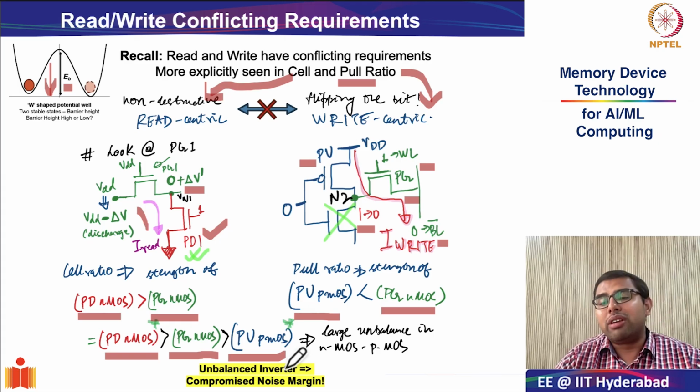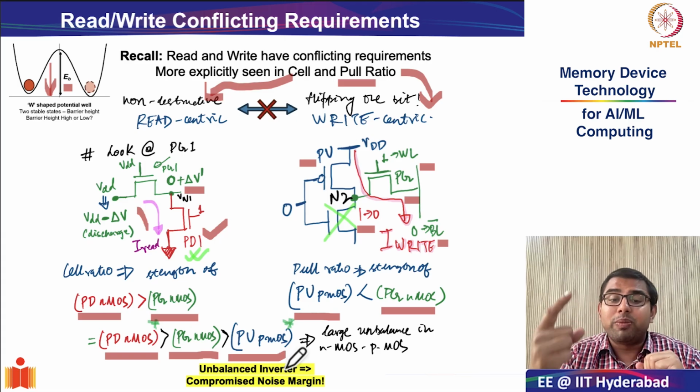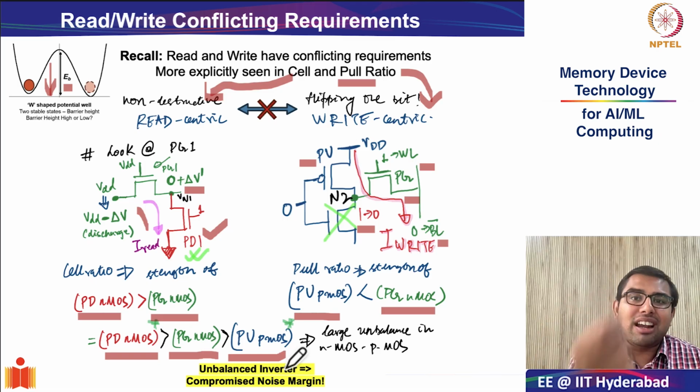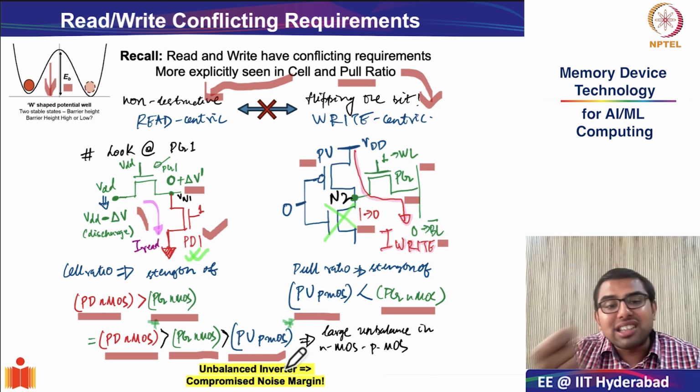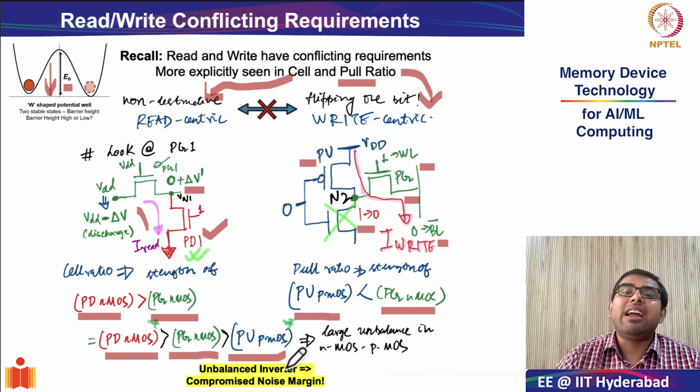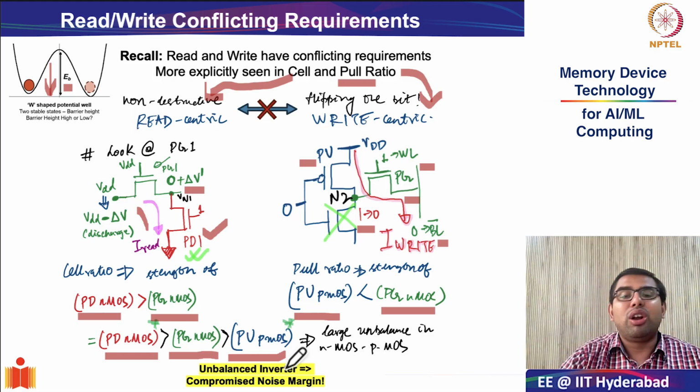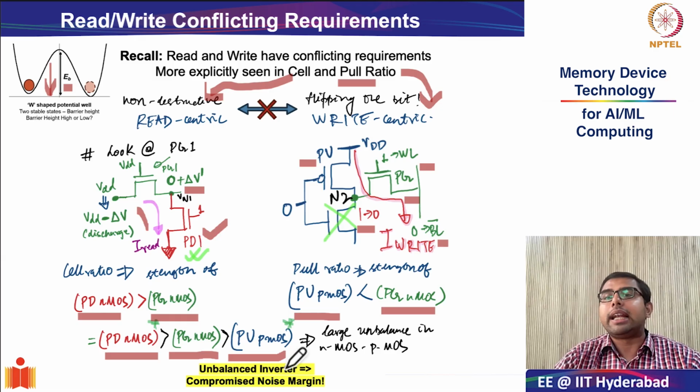Okay, so it becomes more like a chicken and egg problem, because remember, in the previous slide we saw that in order to have good noise margins, you need to ensure high cell ratio, but the moment you start having higher cell ratio, you start seeing disbalance in the inverter, which in turn then compromises the noise margin. So how do we solve this chicken and egg problem?